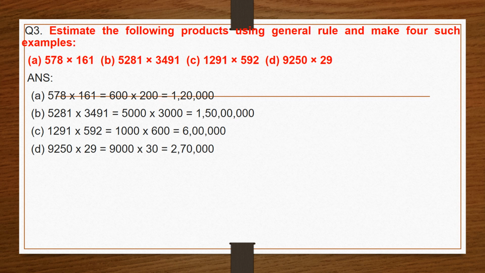Next part is 1,291 multiplied by 592. In 1,291, the hundreds digit is 2, so this number is rounded down to 1,000. In 592, the tens digit is 9, so this number is rounded up to 600. So the estimated product is 6 lakh.